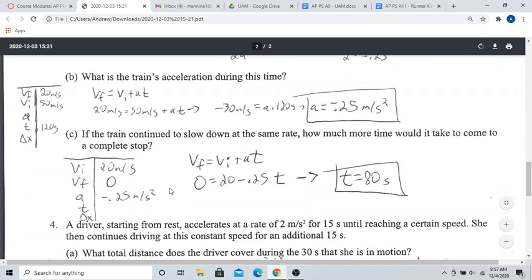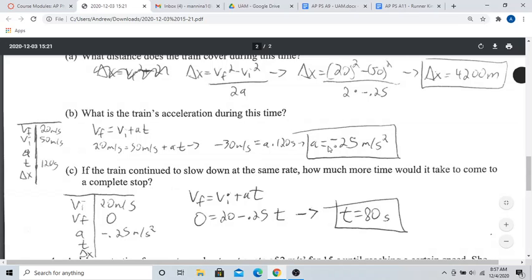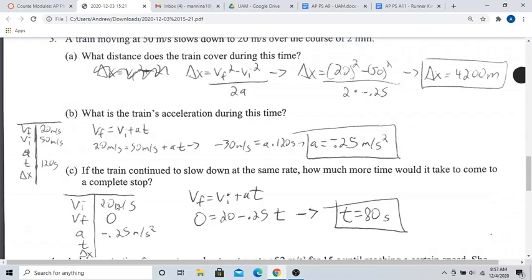You could also do what I did, which is I just looked at the time frame from when it's at 20 meters per second to when it stops. So I say the initial velocity is now 20 meters per second because I'm looking at a new time frame. The final velocity is going to be 0 because that's when it stopped. The acceleration is still the same as before, and I'm looking for time. And again, I look for which things I know: VI, VF, A. I don't know T. The only equation that has those 4 things is the first one.